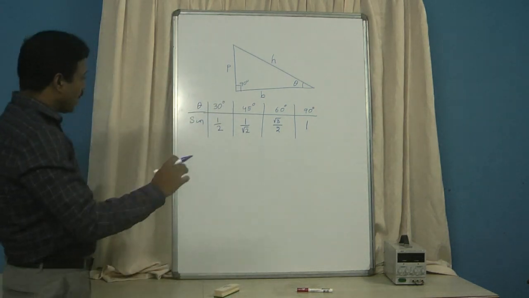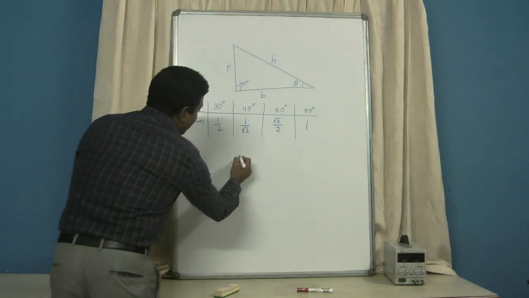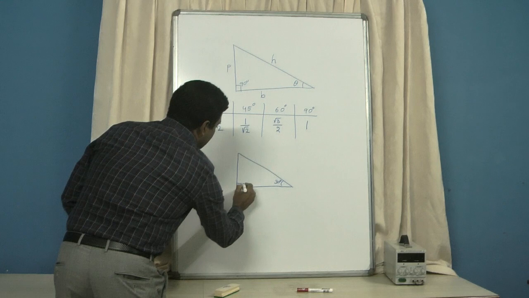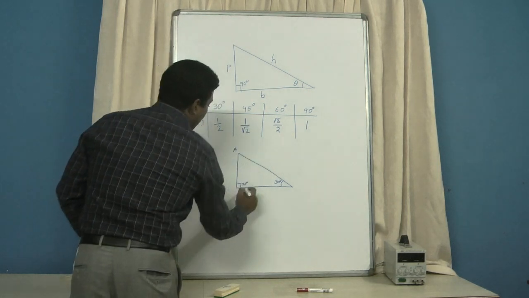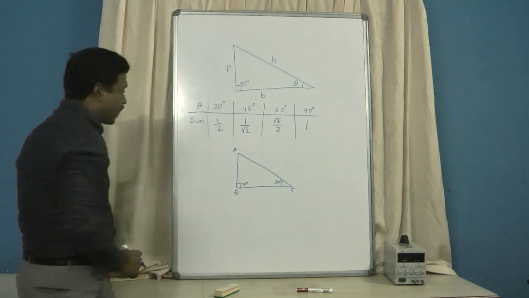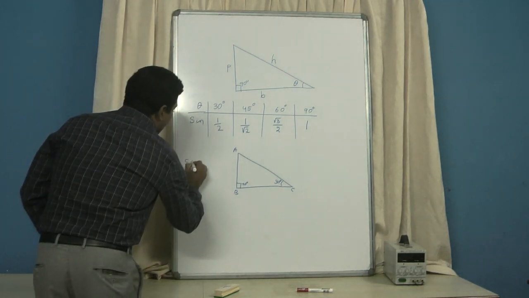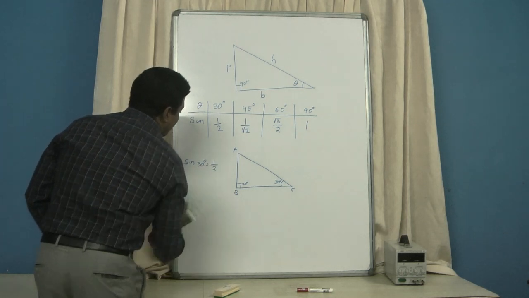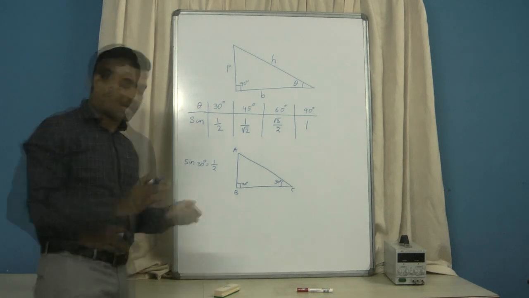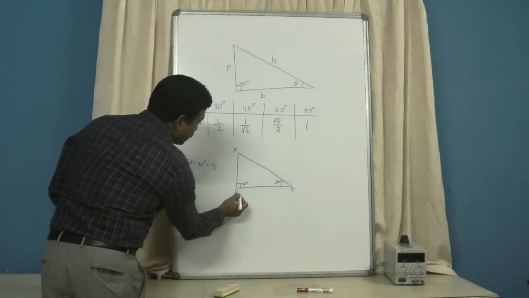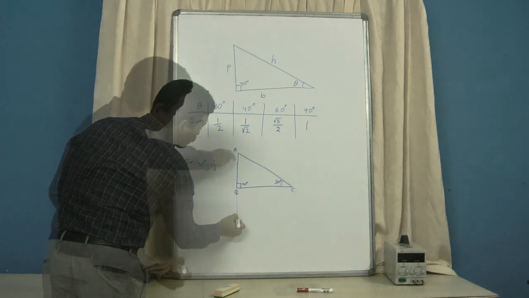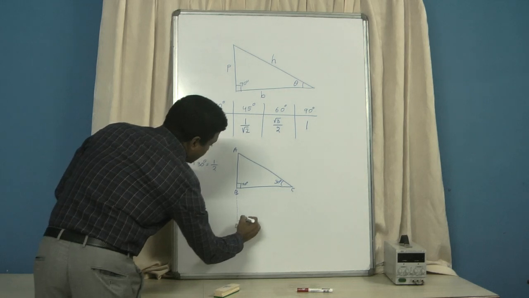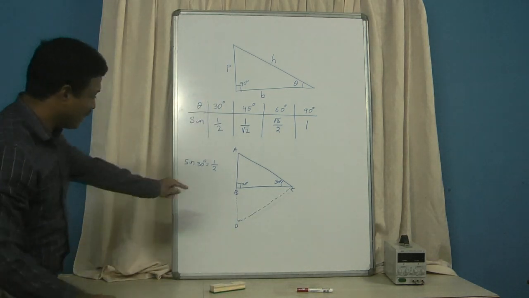We'll derive those things. Now let's draw another right angle triangle where this angle is 30 degree, this angle is 90 degree, and call the triangle A, B and C. So here sine of 30 degree equals what we are saying, 1 by 2. Now how will this 1 by 2 come about? Let's derive. Just extend A to B by the same length, from B to D, and connect it.